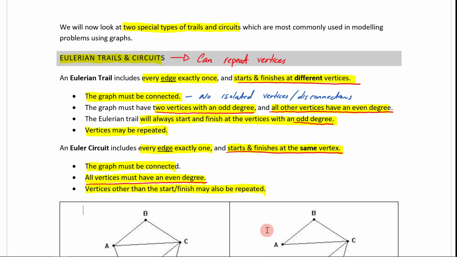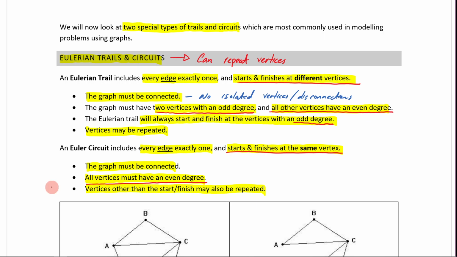Now, important for us to know here, and it's kind of given away by the fact that all vertices must have an even degree here, while up here we need two vertices with an odd degree and all others to have an even degree, it's never possible for both an Eulerian trail and an Euler circuit to exist in the same graph. So let's write that down.